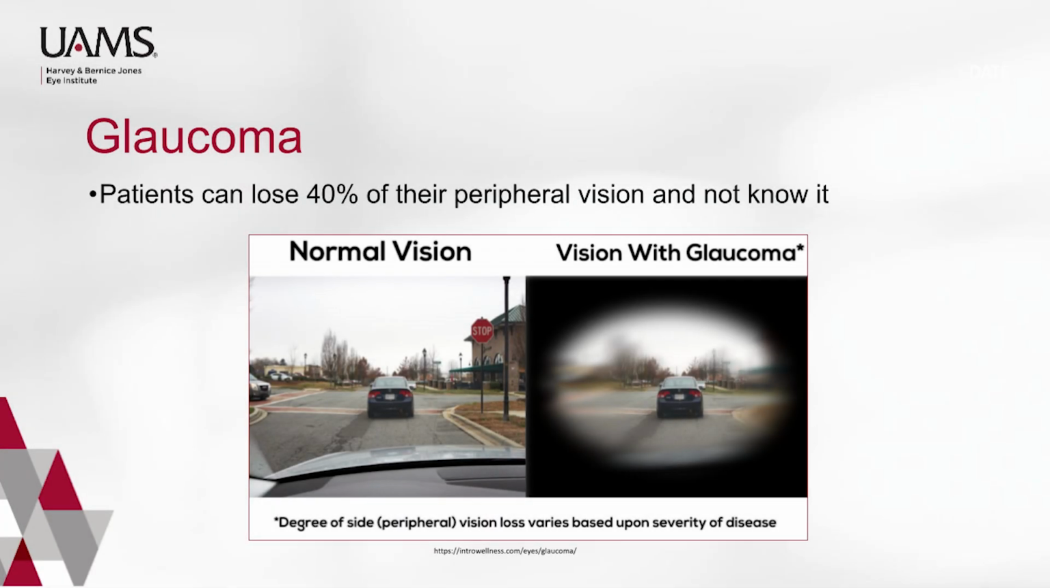Another scary point with glaucoma is you can lose 40% of your peripheral vision and not know it. And so by the time these patients come in with vision loss, they've already lost a significant amount of their peripheral vision, and that's something we can't get back with treatment.